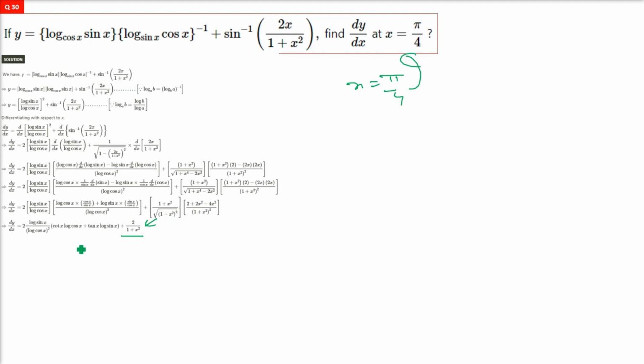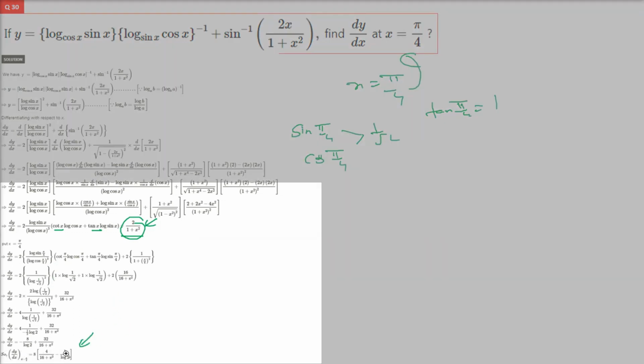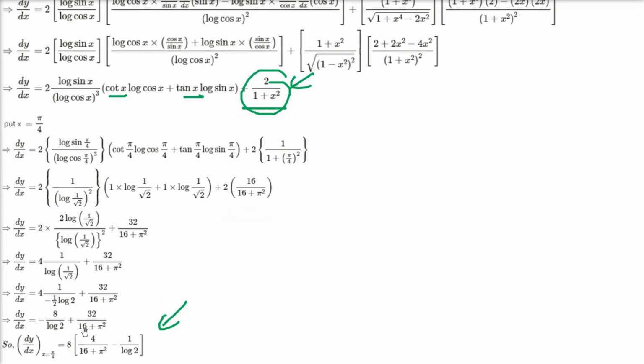So I am leaving this question here, because I hope you will be able to do it. The basic idea is to differentiate, which we have already done. Let me reiterate: sin π/4 and cos π/4 are 1/√2, and tan π/4 is 1. Okay, so I hope you will be able to solve this after this. This is your final answer, just for your reference. You can match your result with this after you put x as π/4.